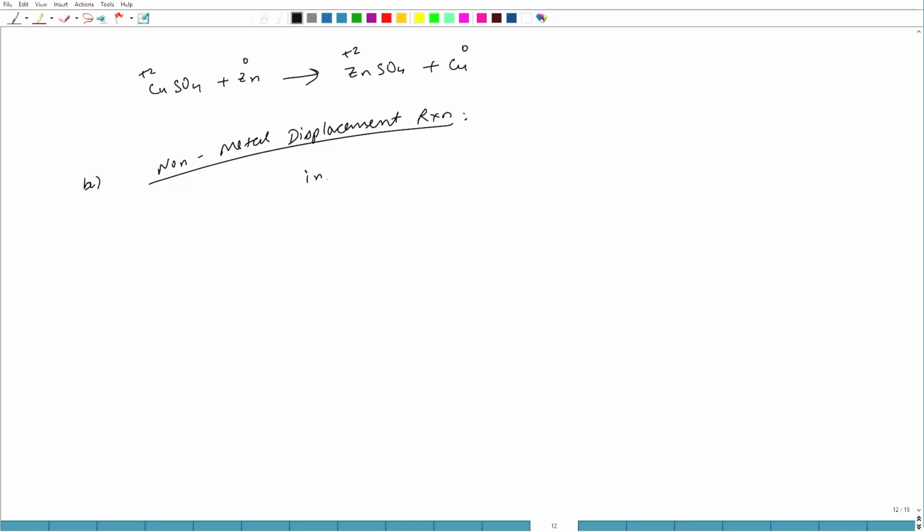Non metal displacement reaction includes hydrogen or oxygen displacement through the evolution of H2 gas or O2 gas. The hydrogen or oxygen gas is released in such kinds of non metal displacement reactions. For example, I have discussed the very strong alkali metals.